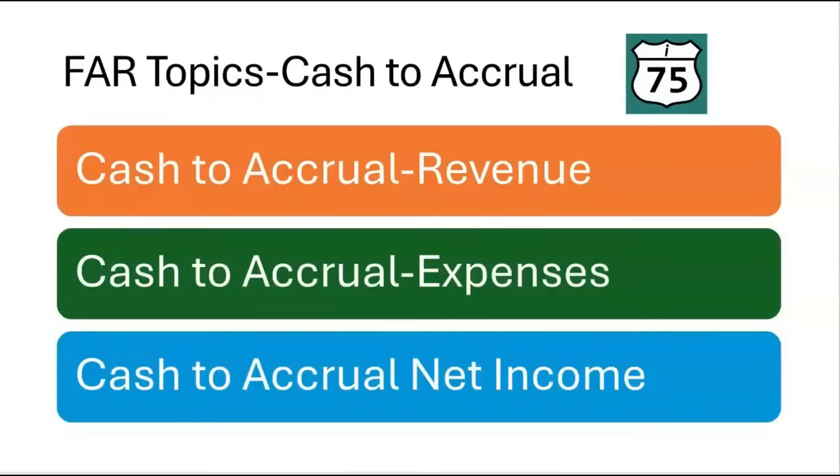Scores are out, and if you still need to pass FAR, there's probably some topics like cash to accrual that you need a better understanding of. And I want you to note that cash to accrual is not just one topic, because there's cash to accrual revenue questions, cash to accrual expense questions, and then the harder questions are the cash to accrual net income ones. Now, I75ers do very well on cash to accrual because we learn the basics. We don't try to memorize it. And the most basic of the three is cash to accrual revenue. So let's start with that.